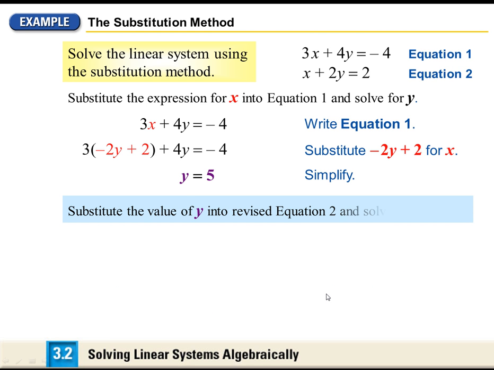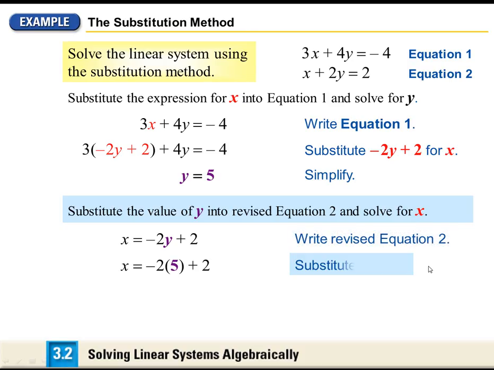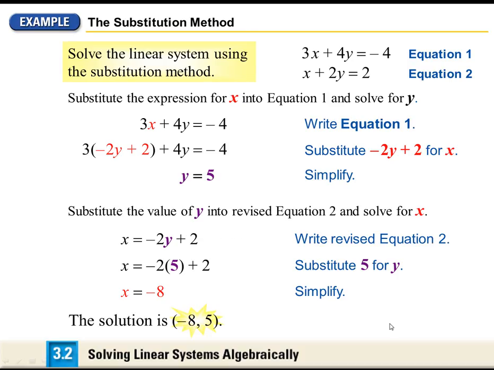So I get, if I plug y in, 5, and that's easy. Negative 10 plus 2 is negative 8. We got it. Now we're done. Okay, we got both parts. We got the x part and the y part. And there's our ordered pair. That's the point where they cross.